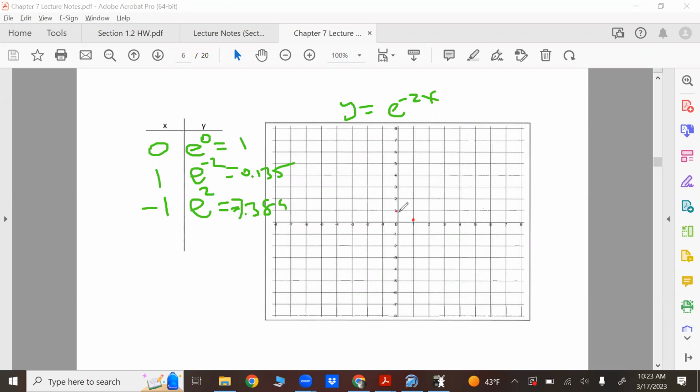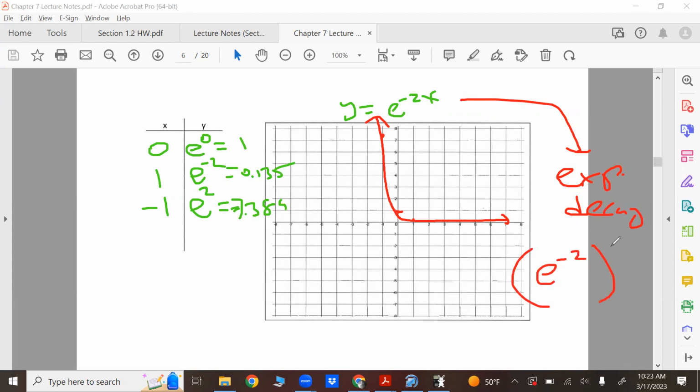If I plug in 0, I get 1. Plug in -1 and it's way up here. For the negative exponent, that is 1 over e squared, which is 0.135. So it just flips. It is flipped. So what happens here is that this now becomes exponential decay. The reason is that you have e to -2 raised to the x power. It's positive 7.38, I crossed my 7s.